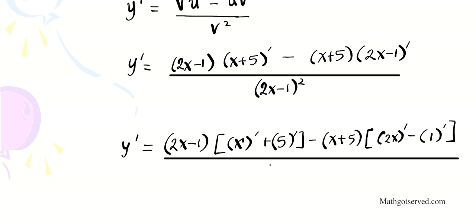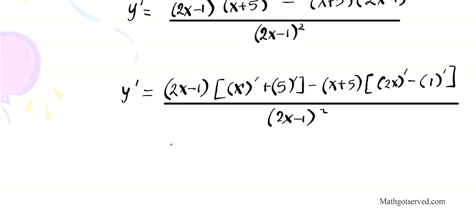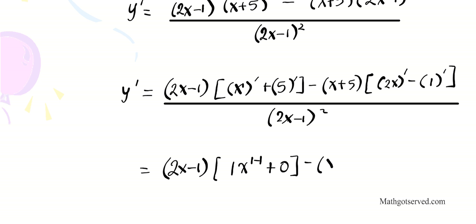All right, now let's go ahead and finish this up. On the numerator, we have 2x minus 1 times, this one we're going to bring the 1 to the front, so it's going to be 1x to the 1 minus 1. This is the power rule. Remember the power rule, you bring the power to the front and then subtract 1. And for this one, this is a constant, so just put 0. That's the constant rule, minus x plus 5.